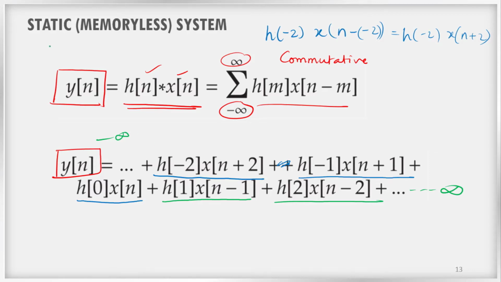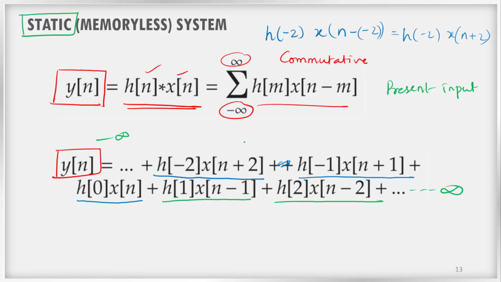Right. Now our consideration is static systems. Static systems are systems which depend only on the present input. It is also known as a memoryless system because it does not store the past values of the input, right? A resistor is an example of a static or memoryless system because its output depends only on the present input, right? And it also does not depend on the future input.